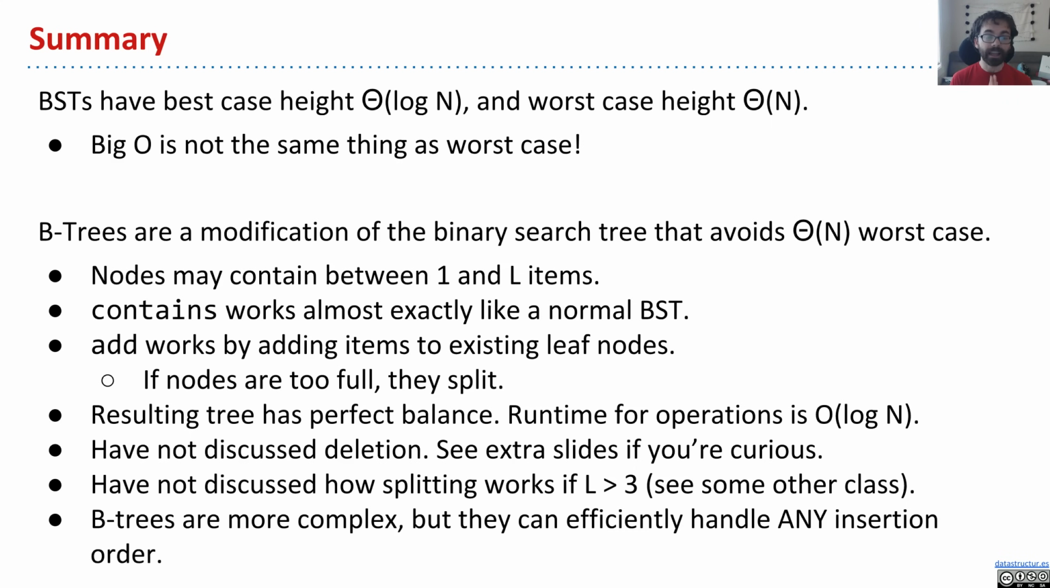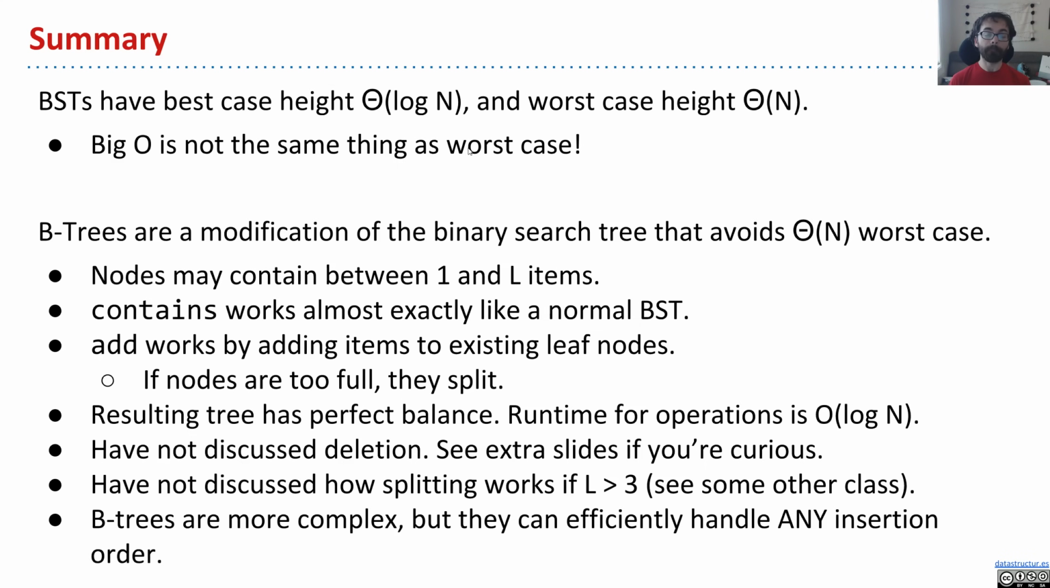Okay, so to summarize today, BSTs, as you guys know, have a best case height of theta log n and a worst case height of theta n. This is a problem. Having a theta n height means theta n runtimes for our operations. Now I mentioned earlier on that big O is not the same thing as the worst case, and this is something that will be confusing for you, but eventually you'll pick it apart. I'll have a study guide problem for this lecture that will help you tease apart the difference between big O and worst case theta.